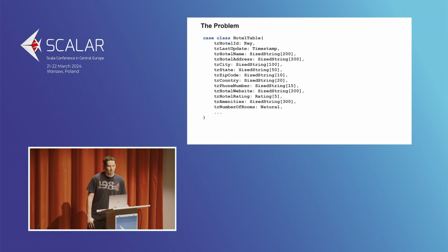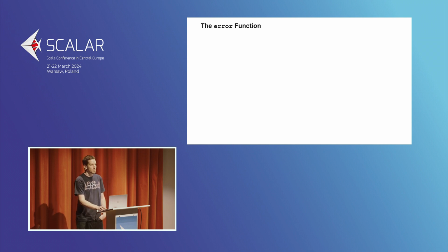But some of the requirements are not that easily enforceable in types. For example, how do you count the number of fields in the case class? Or how do you know about the TR prefix? So to implement the different requirements, we'll need something more sophisticated than just plain types in the case class. And that's where the error function is going to appear. So let's introduce the error function, the star of this show.